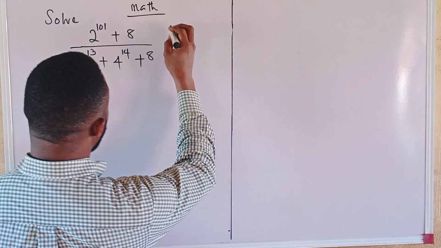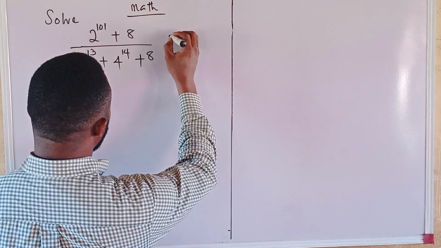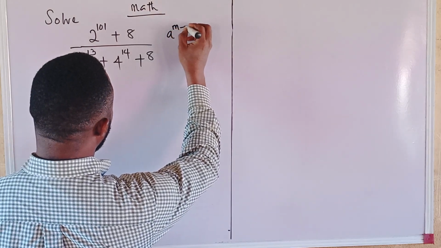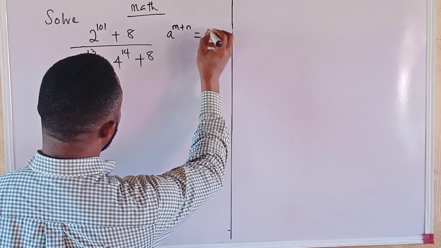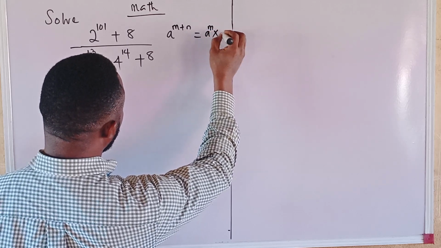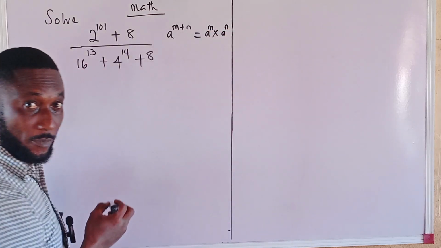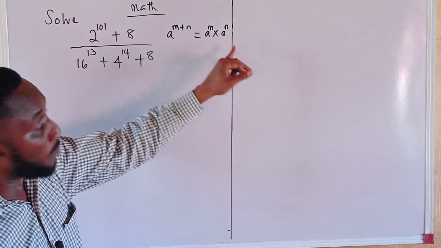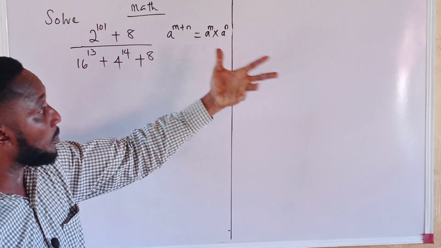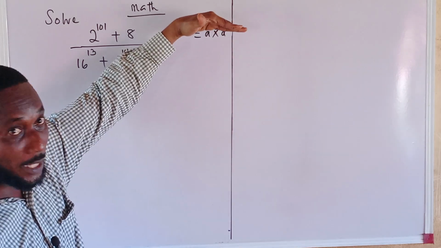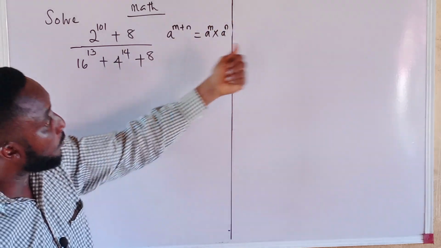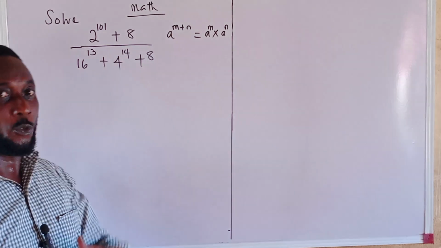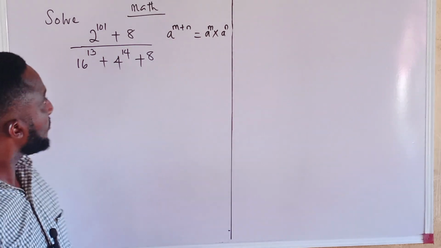The first one is the one I call the reverse product rule. If I have a to the power of m plus n, this is a to the power of m multiplied by a to the power of n. You know from the multiplication rule, if 2 or more base numbers have the same base with different exponents, we add the exponents. So if you move from front to back, you will see that it's a reverse product rule.